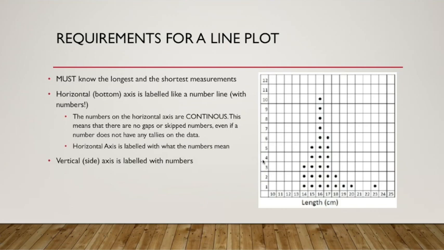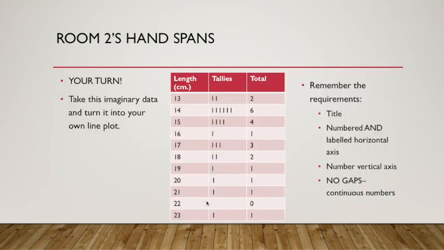The vertical axis is also labeled with numbers. So we have to have our numbers on the axis, but you don't have to label them with a title. You don't have to give them a name like you do down here with the length. The line plot itself does need to have a title. The title should explain what the graph is showing, just like with bar graphs and pictographs. All right, now it's your turn. So please take this imaginary data and turn it into your own line plot. We're continuing to work with handspans, but in room 2 instead of room 1.